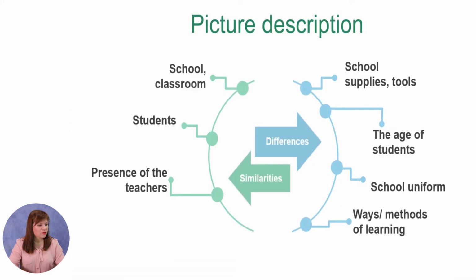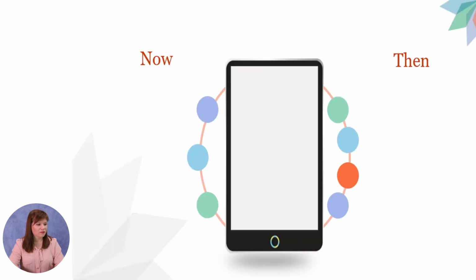So, picture description. If we're speaking about similarities, then we can observe that we have school and classroom in all three. We have students present at the lessons and the presence of the teacher in class. If we look at the differences, we can observe that school supplies are totally different, and so are the tools used for these lessons. The age of the students, even in the same class, is different. The school uniform is also different. Ways and methods of learning are also different.